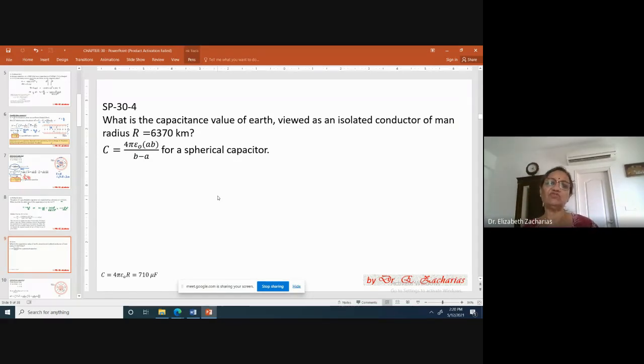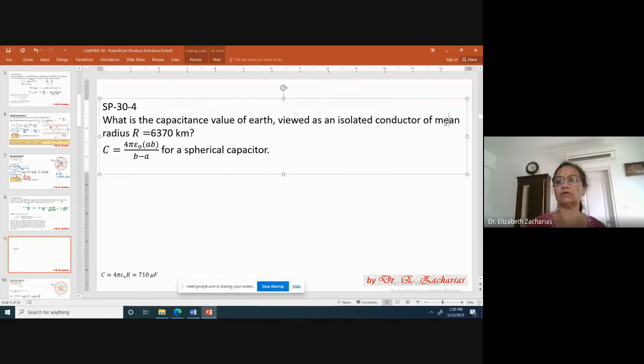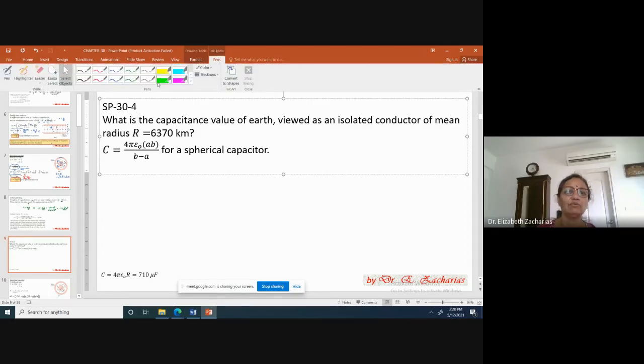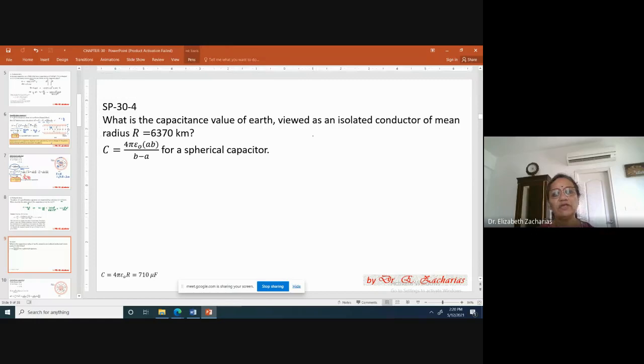So here is a question. What is the capacitance value of Earth if you view Earth as a conductor? You know Earth is a conductor. There's no doubt on that. If you view Earth as a conductor and talk about a mean radius, you know that the Earth is not a sphere. The radius is different at the equator, different towards the poles. But then if you assume a mean radius of 6,370 kilometers, what will be the capacitance value? Can someone do this and explain this?